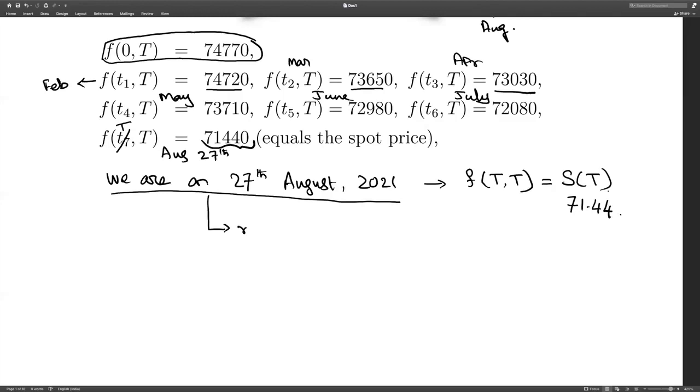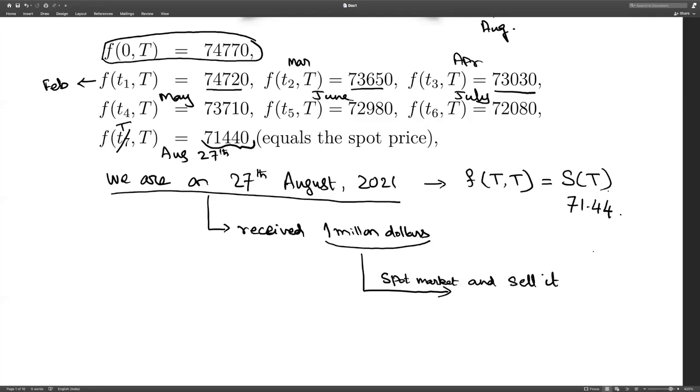Now, what will happen on this day? The tech company received $1 million from the US company, right? So what they will do is they will go to the spot market and sell it. What price will they get? At the rate of this one, right? 71.44. Remember, when they started this work, they were getting 74.77 rupees in the futures market. Today, that is on August 27th, the spot price was 71.44 when the US company released that $1 million. Therefore, they have to sell it for 71.44 only.